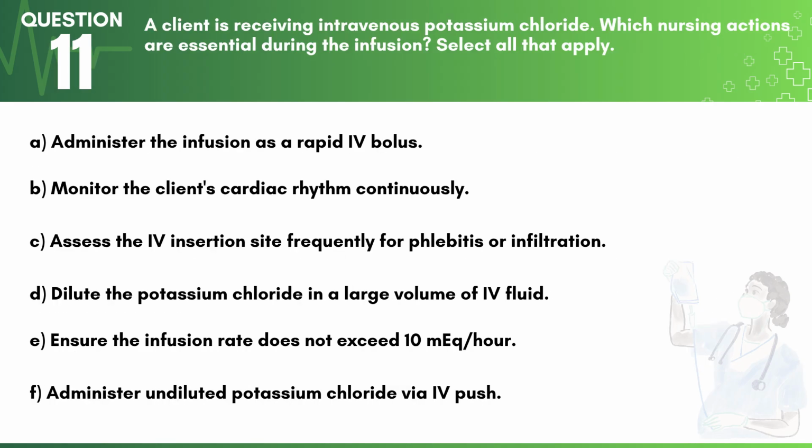Question 11. A client is receiving intravenous potassium chloride. Which nursing actions are essential during the infusion? Select all that apply. A. Administer the infusion as a rapid IV bolus. B. Monitor the client's cardiac rhythm continuously. C. Assess the IV insertion site frequently for phlebitis or infiltration.